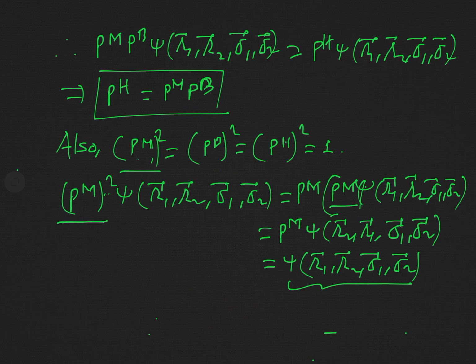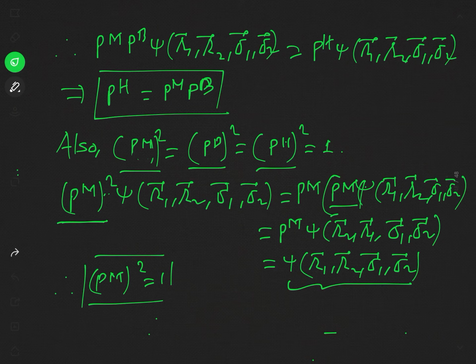And in a similar manner, you can prove that the eigenvalue of PB square and PH square is also 1. So therefore, we can say this PM square is equal to 1. It means its eigenvalue is equal to 1, PM square. And if its eigenvalue is 1, in that condition, the eigenvalue of the operator PM or PB or PH will be actually plus minus 1.